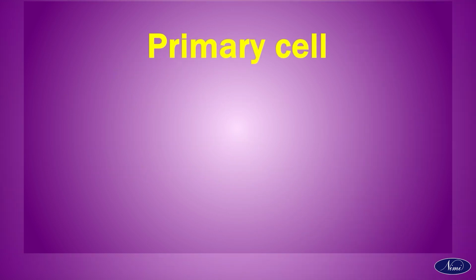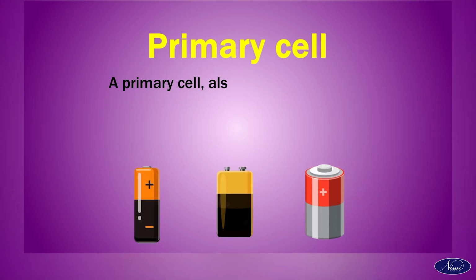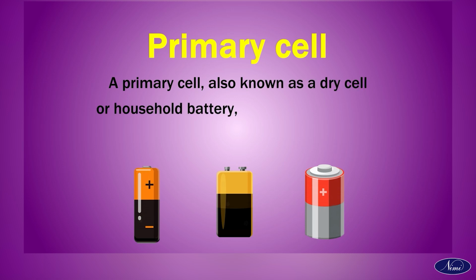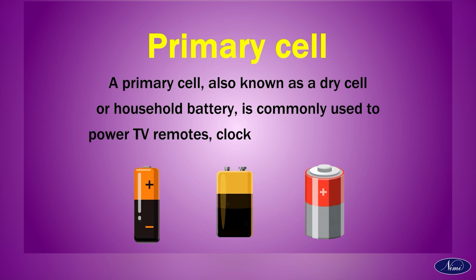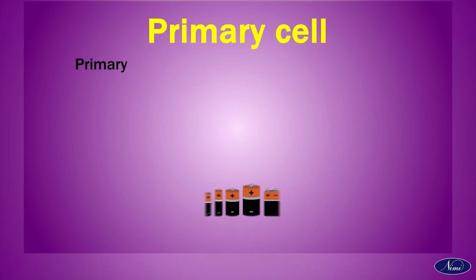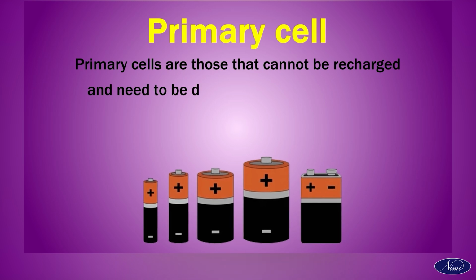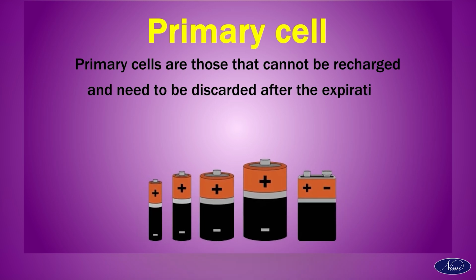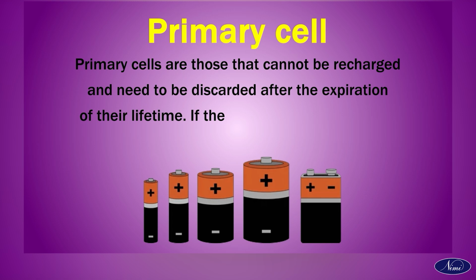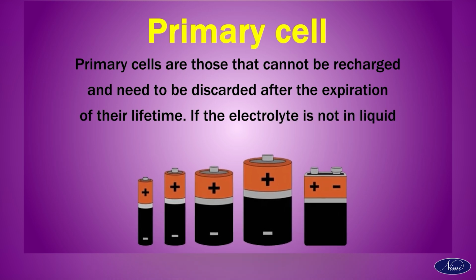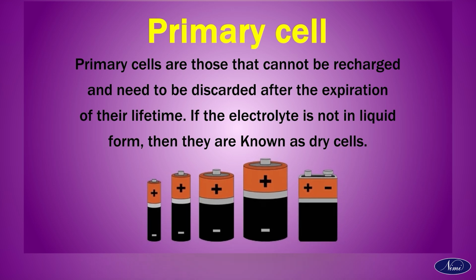Primary cell. A primary cell, also known as a dry cell or household battery, is commonly used to power TV remotes, clocks, and other devices. Primary cells are those that cannot be recharged and need to be discarded after the expiration of their lifetime. If the electrolyte is not in liquid form, then they are known as dry cells.